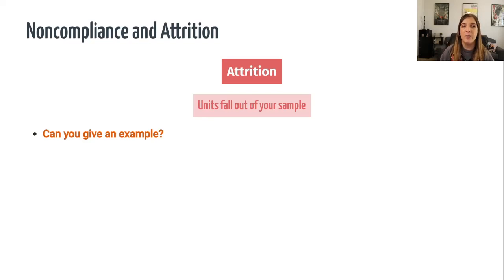Other common problems are non-compliance and attrition. Okay, attrition basically means that units fall out of your sample. So basically, you randomize them into treatment and control group, and for instance, then you go and try to measure something in the control group, and you can't find them. Okay, they just disappeared. If you're running a survey, they wouldn't answer the phone. They wouldn't come back for a follow-up interview or things like that. Or even if you're using administrative data, for some reason they're not there anymore. Okay, you can't follow them. So those are some examples of attrition.